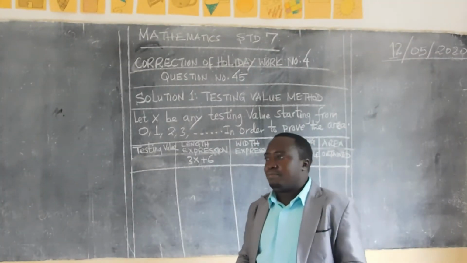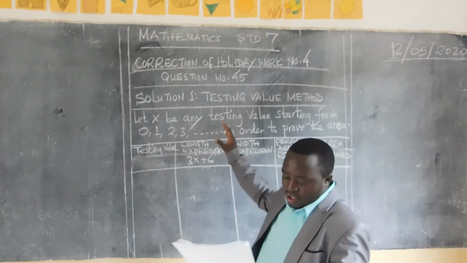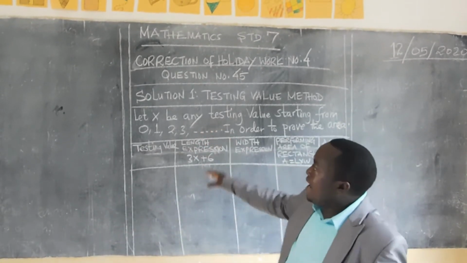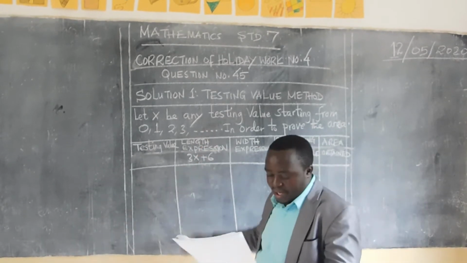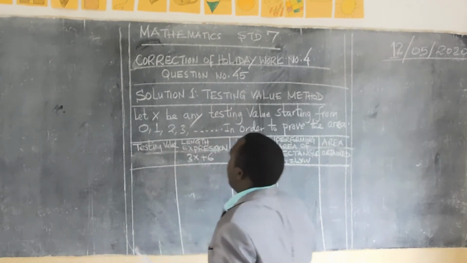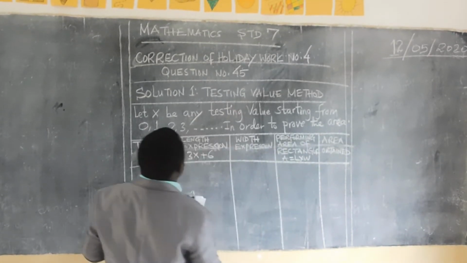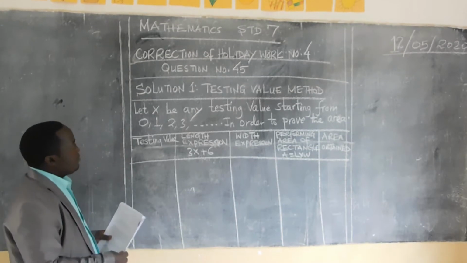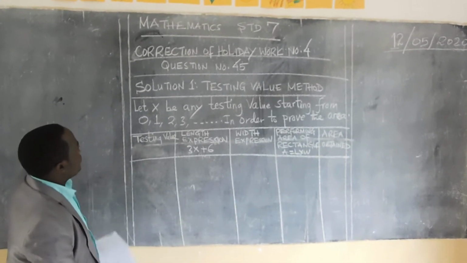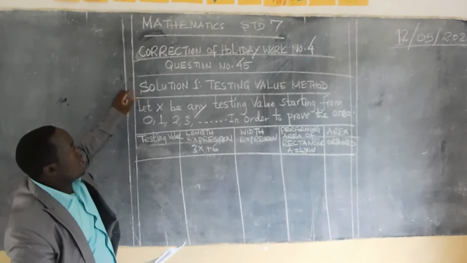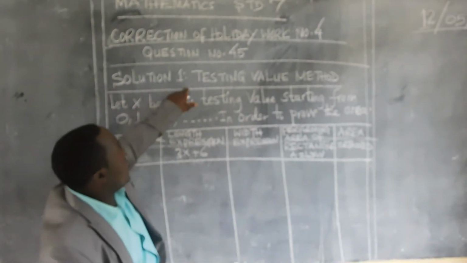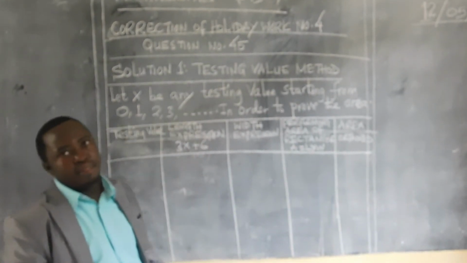But today I have decided to go through it together, to express this well and clarify it here at the blackboard. I'm going to clarify the notes which we sent yesterday in the group of standard 7. If you open the group of standard 7, you will see the work presented or our notes given. So today I'm going to solve this question with two methods. Solution number 1 is the testing value method.